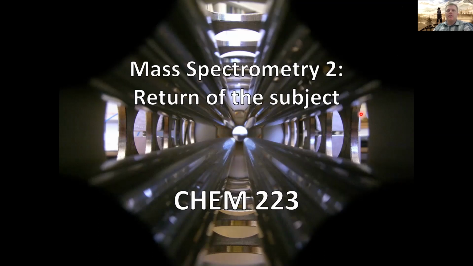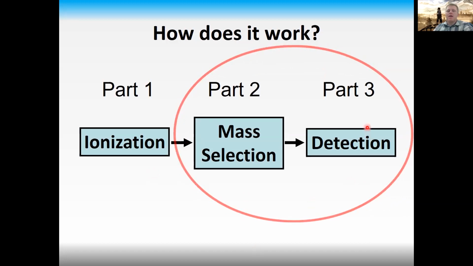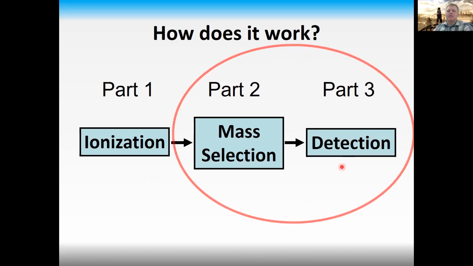All right, this is our final lecture for the semester, lecture 23 for Chem 223. Today we will be finishing up talking about mass spectrometry. Last lecture we spent talking about ionization techniques. Today we're going to talk about mass selection and detection.